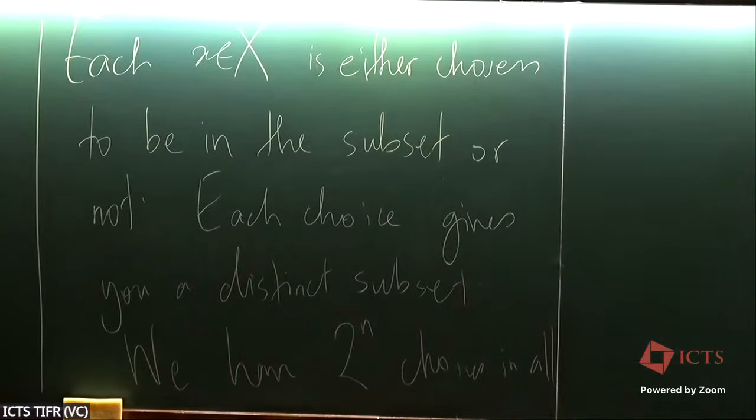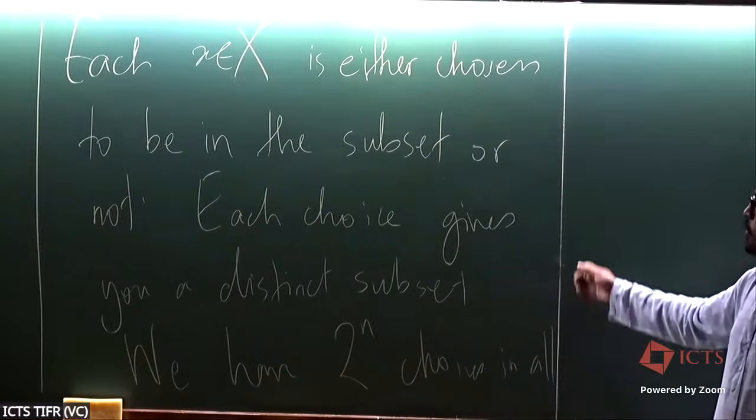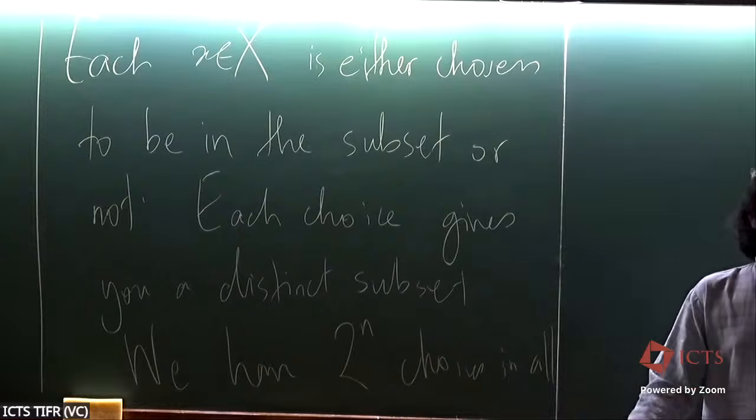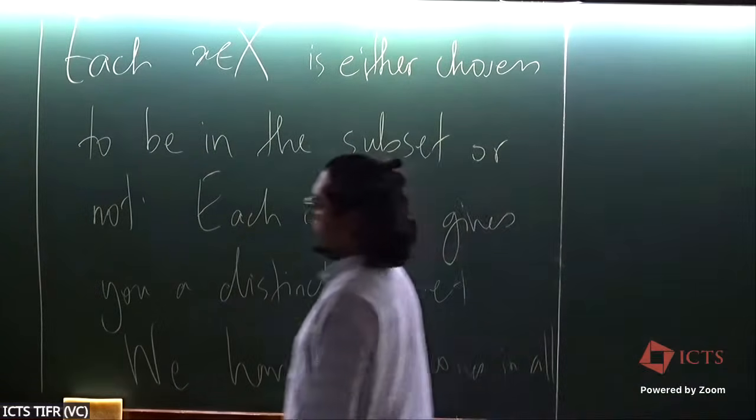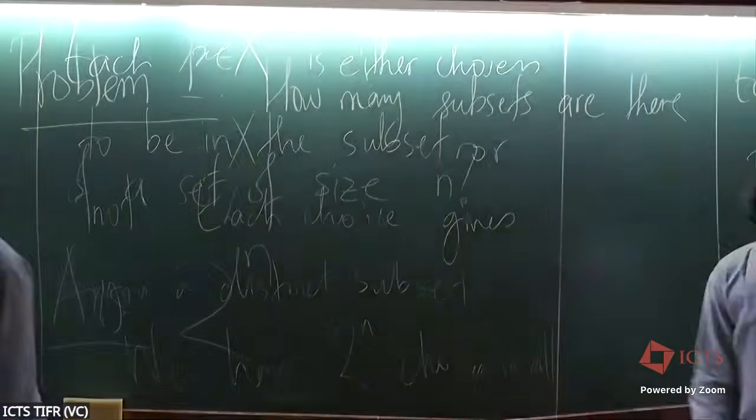So for each x, you make the choice. I either pick it or I don't pick it. The first one, I either pick or I don't pick. The second one, I pick or I don't pick. Each such combination of choices gives me one subset. Each distinct combination of choices gives me a distinct subset. So that's one way. And given a subset, of course, it corresponds to some choice of picking and non-picking. All right, so that, excellent. There is another set which is also counted in exactly the same way.